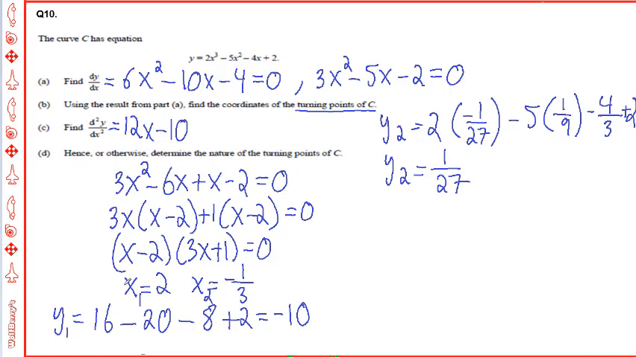So start by taking x1, put it into there. 2 times 12 is 24. 24 minus 10 is 14, which is positive. So the first one, x1, if it's positive, it's a minima. x2, we put minus 1 over 3 into there. It becomes minus 12 over 3, which is minus 4. Minus 4 minus 10 is a negative number. Therefore, the second point is a maxima.